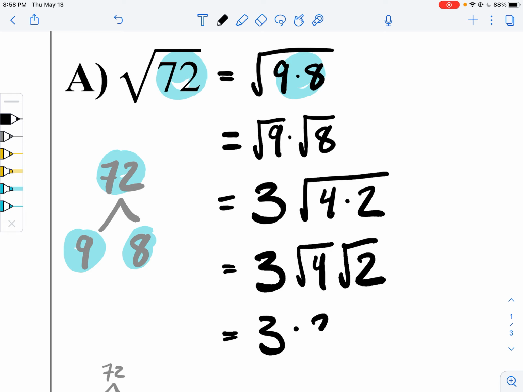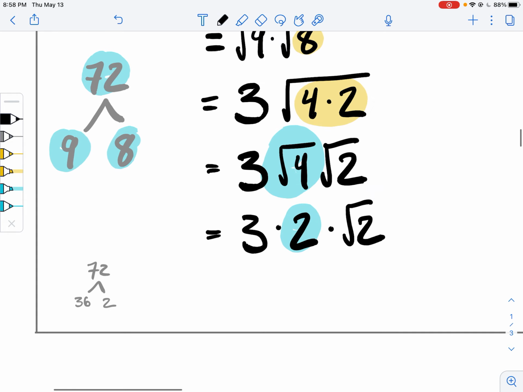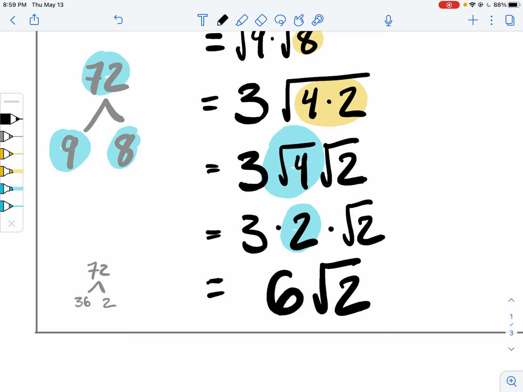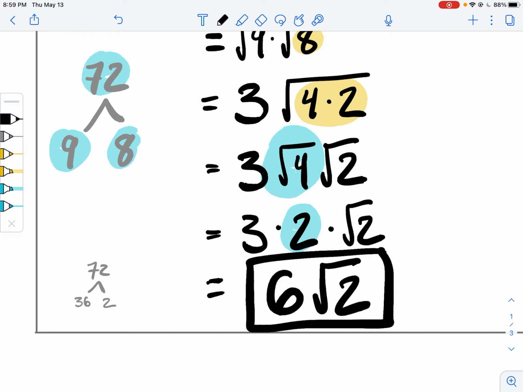Square root of 4 is 2. Here. Ta-da! I'm going to start all over. Square root of 4 is 2. So we get the square root of 72 is 6 times the square root of 2.